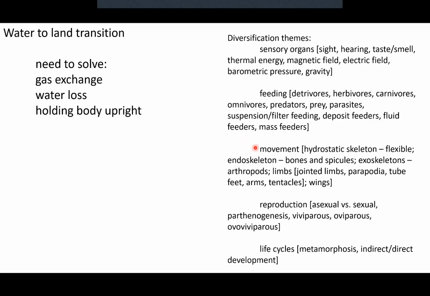And then movement, of course. So there's different kinds of skeletons that animals may have, such as a hydrostatic skeleton, which is flexible. An endoskeleton inside the body, such as bones and then spicules in sponges. Arthropods have an exoskeleton on the outsides of their bodies. And then they can have a variety of limbs. And I mean, the sky's the limit when it comes to talking about appendages and limbs.